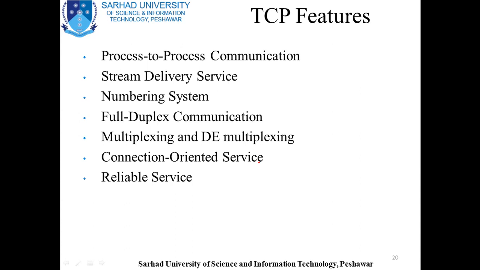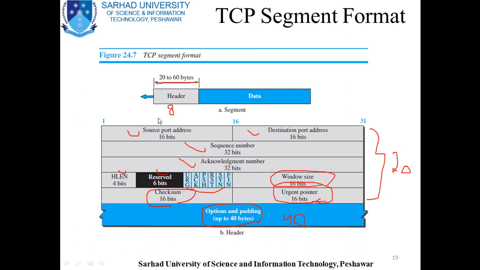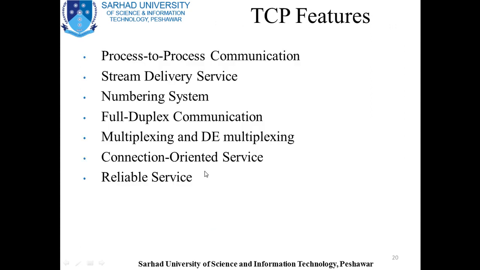There are also some salient features of TCP. It provides process-to-process communication, stream delivery service, and a numbering system. You see that this is a numbering system, with a sequence number and acknowledgement number. There is another service, full duplex communication. You can use multiplexing and demultiplexing. It is a connection-oriented service, and it is the most reliable service as compared to UDP.